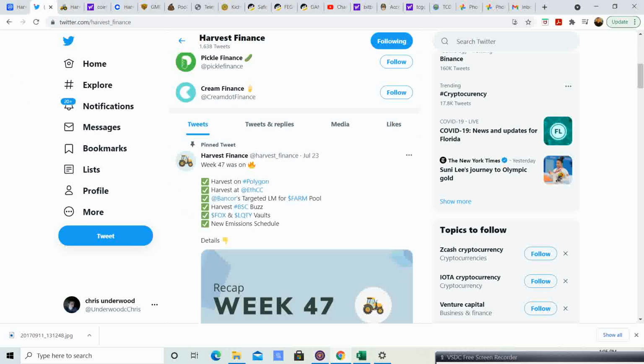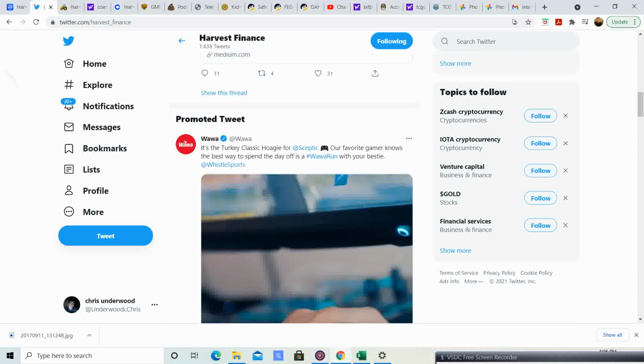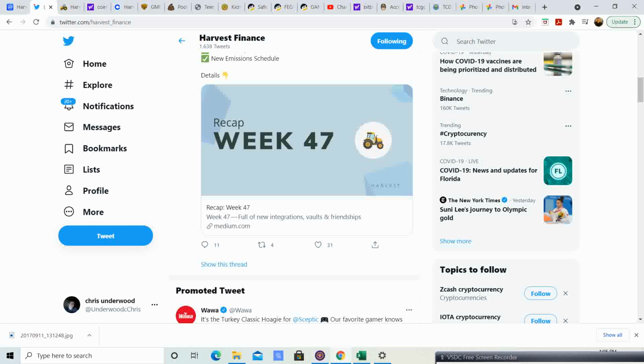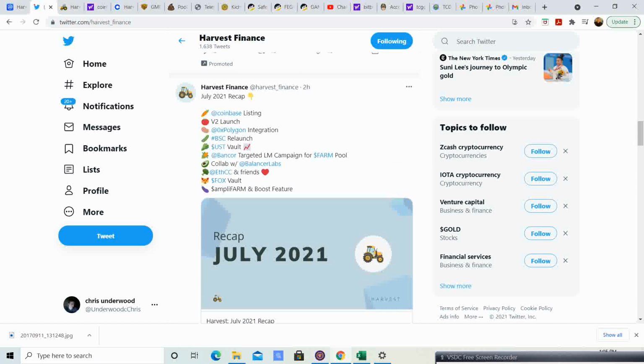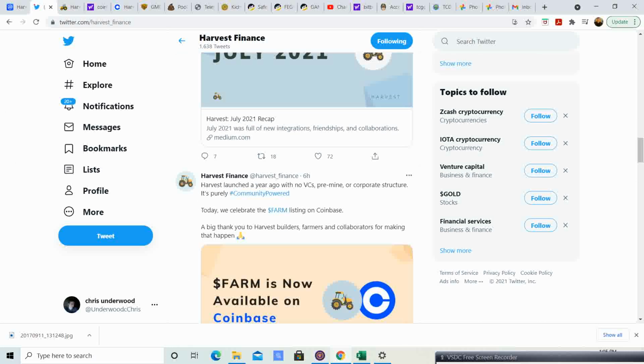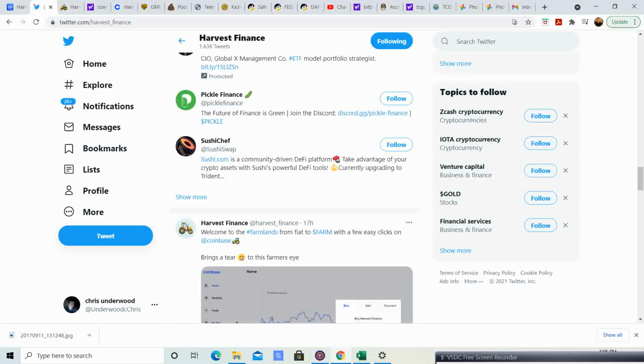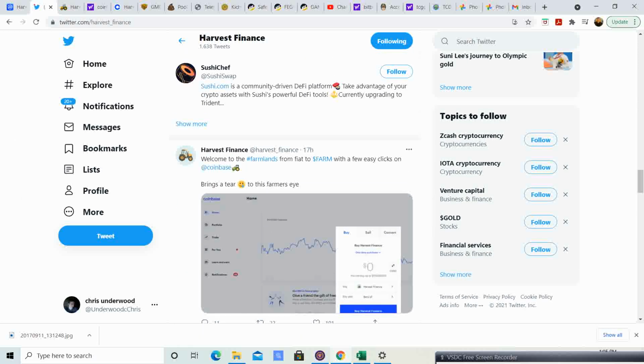So they were able to accomplish Harvest on Polygon, Harvest at ETHCC, Bancor's Target LM for Farm Pool, Harvest BSC Buzz, Fox and Liquidity Vault, new emission schedule. It looks like they've been out for just over 47 weeks and they are doing their thing. Two hours ago, it says Coinbase listing, version 2 launch, Polygon integration, BSC relaunch, UST Vault, Bancor's Target LM campaign for Farm Pool, collab with Balancer Labs. ETHCC, Fox Vault, AMP, LI Farm, and Boost feature. So they are doing great things, guys. It seems like they are definitely getting the eyes of a lot of people.